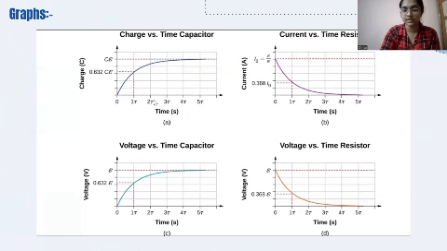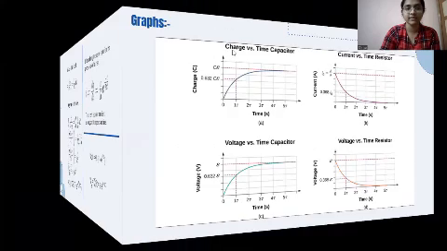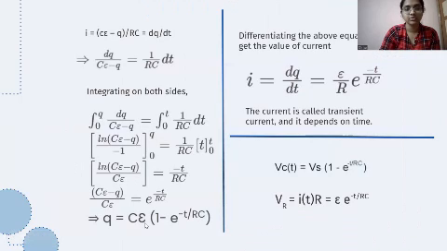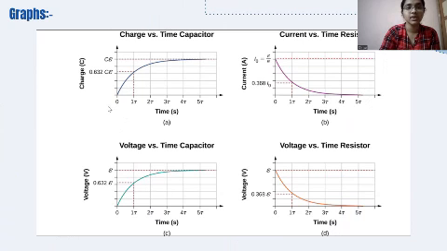Coming to the graphs, we can see that the charge versus the time in the capacitor is an increasing graph as Q is constant into 1 minus e power minus x. And as e power minus x is a decreasing function, 1 minus e power minus x is an increasing function. So therefore, the charge versus time graph of the capacitor is going to be an increasing function, which applies the same for the voltage versus time across the capacitor.